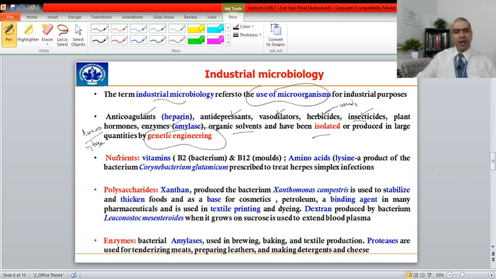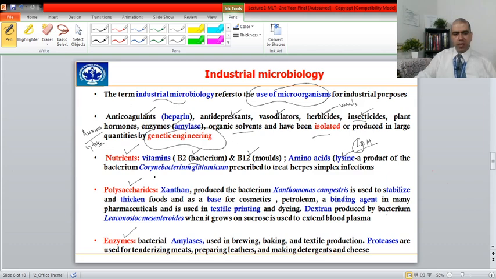Okay. And what we get in industrial microbiology is different kinds of nutrients, polysaccharides, enzymes. In the case of nutrients, we can get vitamins like vitamin B2, and then vitamin B12, that's cyanocobalamin, and then B1 is thiamine, and B2 is riboflavin, another kind of B complex vitamin. We can have different kinds of amino acids. We can have lysine, arginine, and histidine. They are basic amino acids, and from them different kinds of amino acids can be produced.